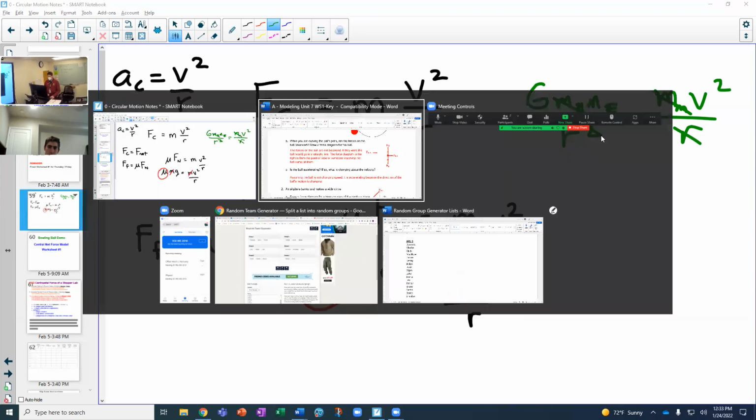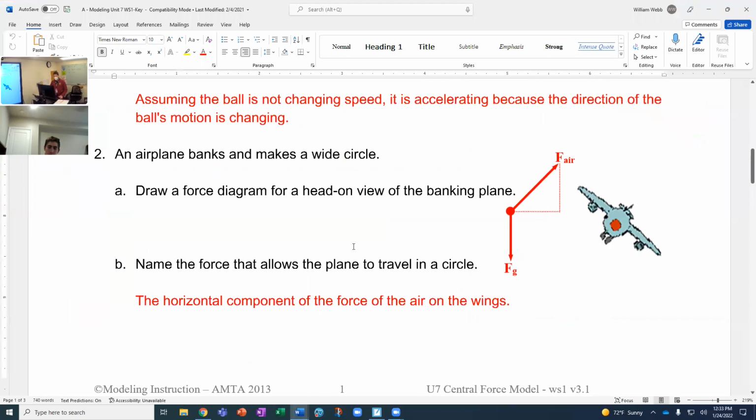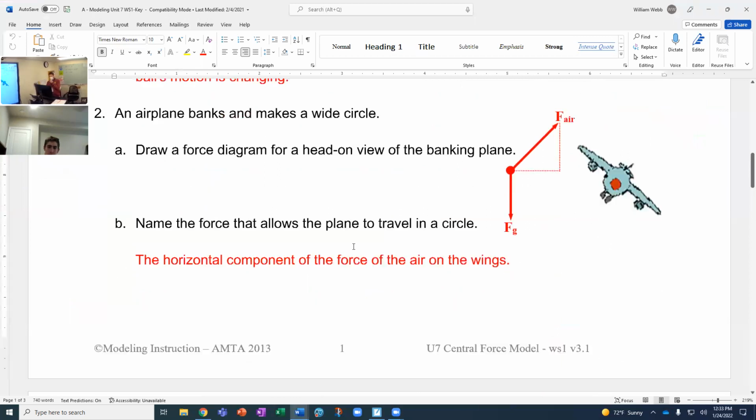All right. Let's go back to the worksheet and wrap this up. On number 2, it says the airplane banks and makes a wide circle. Draw a force diagram for a head-on view of the banking plane. Name the force that allows the plane to travel in a circle.